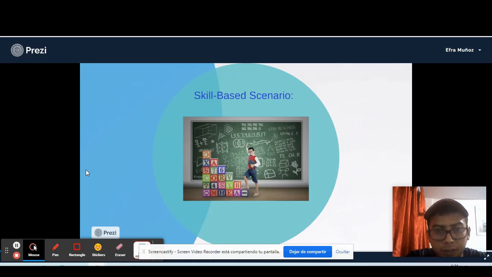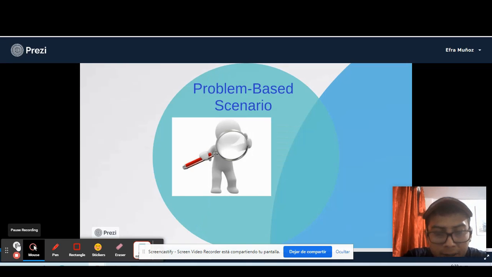Okay, the first type of scenario is the skills-based scenario. In this scenario, the learner is expected to demonstrate skills and knowledge he or she has already acquired. Then, the problem-based scenario: this type of scenario is ideal for situations where students have to integrate their theoretical and practical knowledge to investigate a problem.